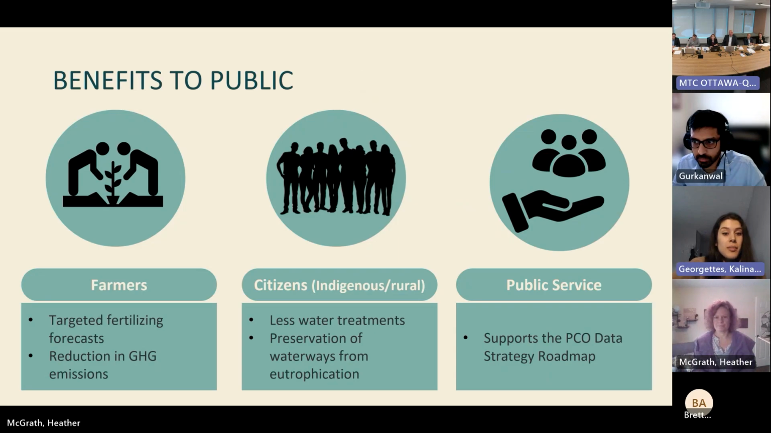The solution will benefit the public in different ways. As a farmer, main benefits will include direct guidance from the federal government on fertilization times to help with scheduling and to reduce greenhouse gas emissions and operating costs. Citizens will then be happy to see they have less water treatment required in their drinking water, with Indigenous and rural citizens especially benefiting with common use of wells. Finally, us in the public service will directly benefit by seeing the data strategy roadmap implemented by the Privy Council Office in 2019 being actively supported by our solution.